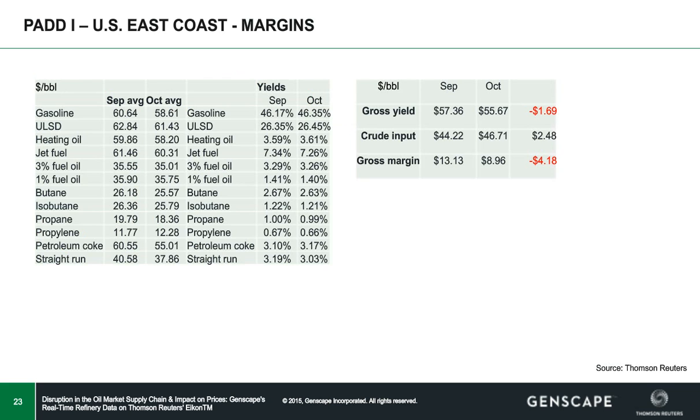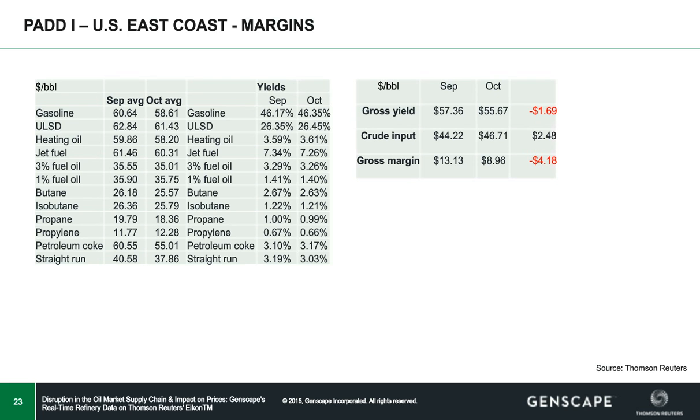These are the refined product prices for PAD 1 and the gross yields and margins. So as you can see, the October gross refinery margin for PAD 1, according to my analysis, will be roughly $9 a barrel. Again, this doesn't take into account freight costs and time value of money. This is a pure comparison between crude put in and the cost of refined products that are going out. And the September margin was above $13 a barrel. This is a big drop.